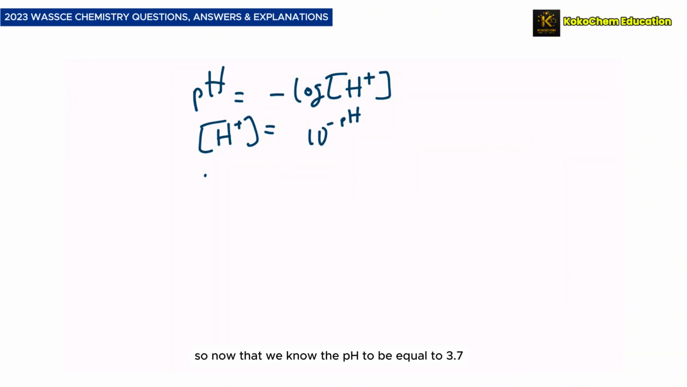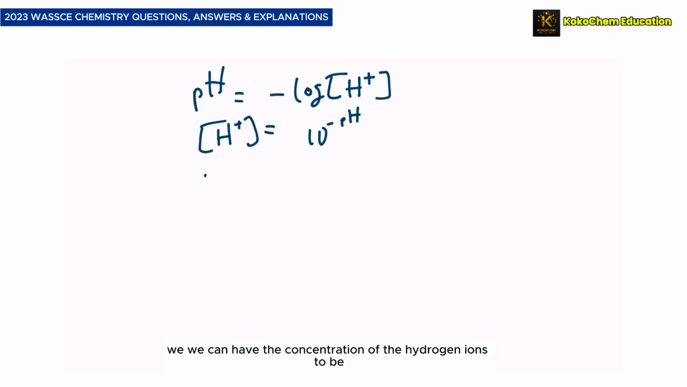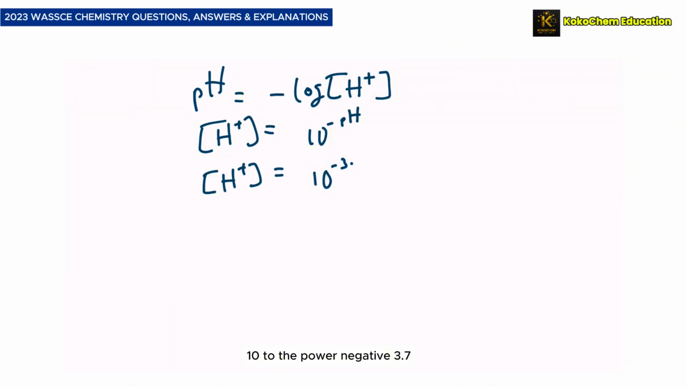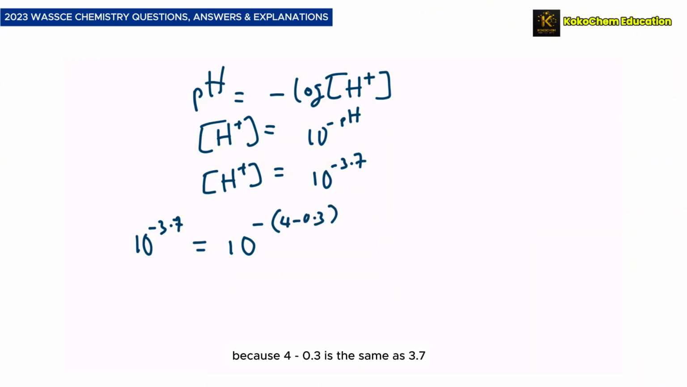So now that we know the pH to be equal to 3.7, we can have the concentration of the hydrogen ions to be 10 to the power negative 3.7. To calculate this without a calculator, we can think about it like this: 10 to the power negative 3.7 equals 10 to the power negative 4 minus 0.3, because 4 minus 0.3 is the same as 3.7.